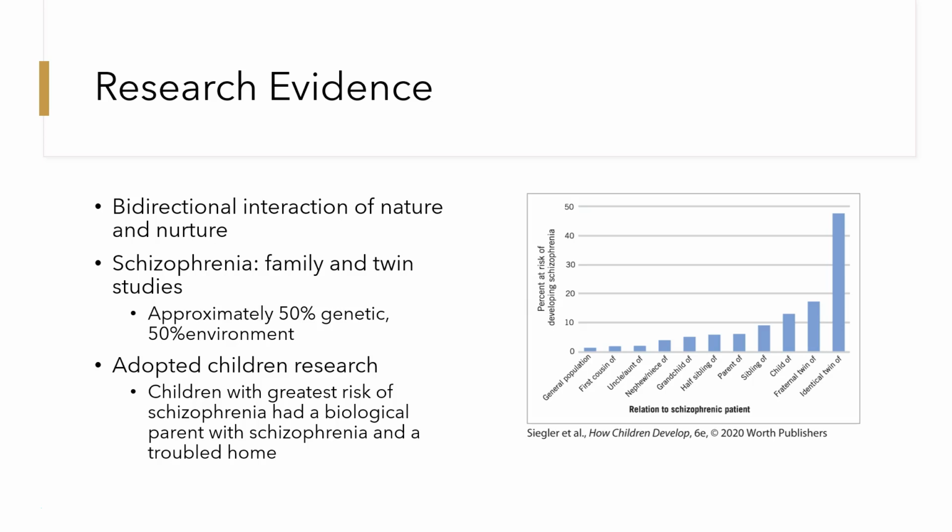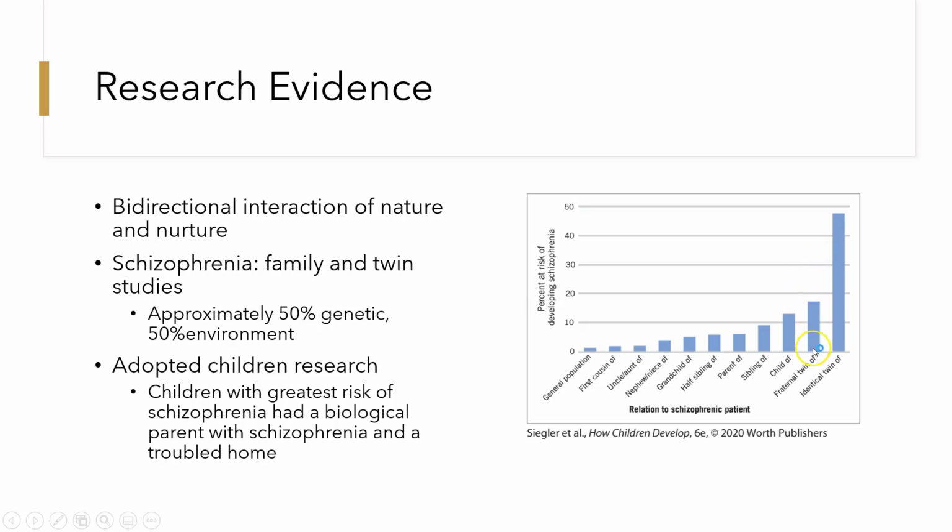So we know we can, based on this research, assume that 50% of developing schizophrenia is genetic, while 50% is environmental. And there's a lot of research about what are those environmental triggers that would lead someone to develop schizophrenia, and then what are the protective factors in the environment that would allow somebody who was born with that genetic predisposition to then not develop schizophrenia.